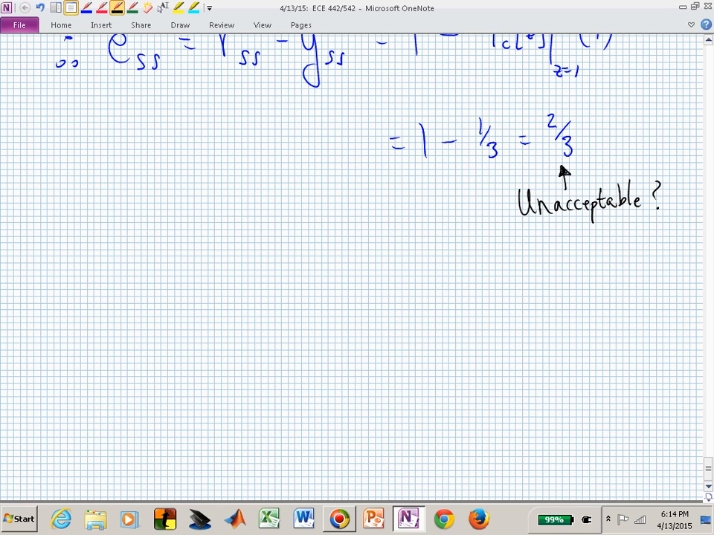You say, okay, that's not acceptable. I'll be back with a different what? A different gain? Yeah, you might reduce it, but then your transient might be affected. Where is your closed loop pole in this configuration?